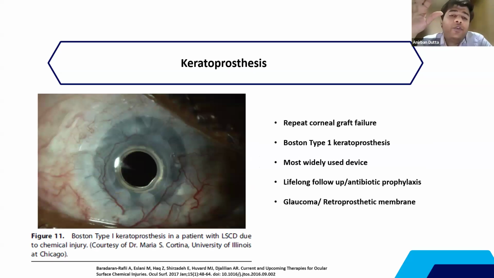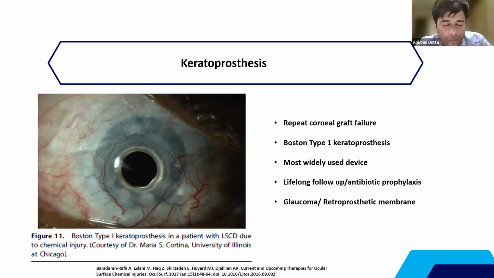And we have to perform this procedure when the patient suffers from repeat corneal graft failure. As I said, these patients are very difficult to manage. So in spite of the best efforts, the graft may end up getting rejected, or the surface may not be good enough in the long run. So you will have to go ahead and do something called a Boston type 1 keratoprosthesis.